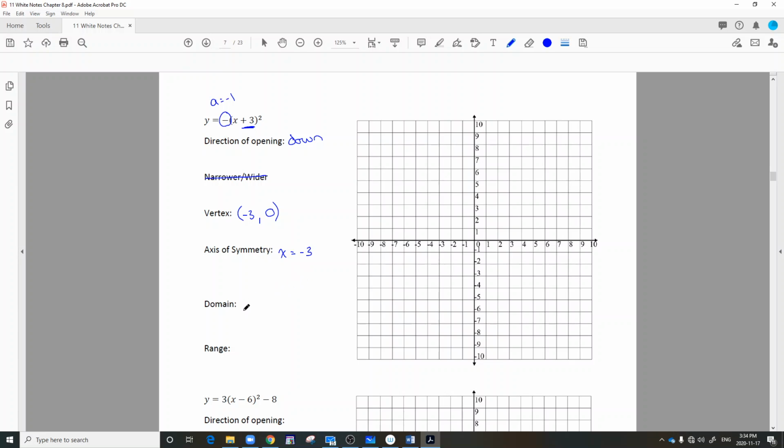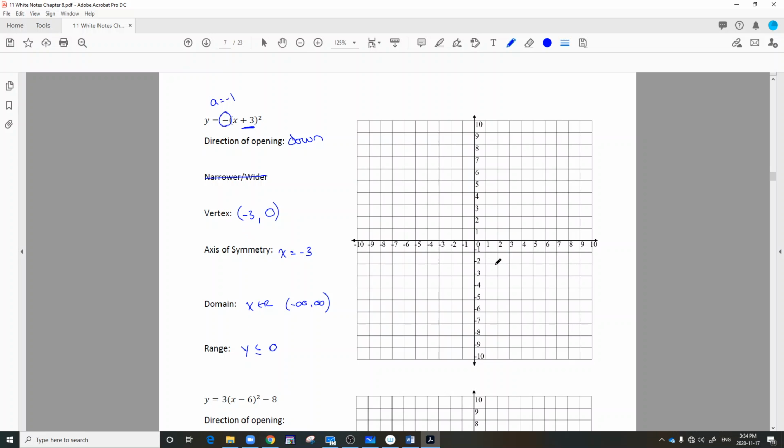Now, if you wanted to, you could figure out domain and range right now. Domain is always x's, or -infinity to infinity. The range is always the y value of the vertex. Now, if it opens up, it would be greater than or equal to. But since this is down, it's going to be less than or equal to 0.